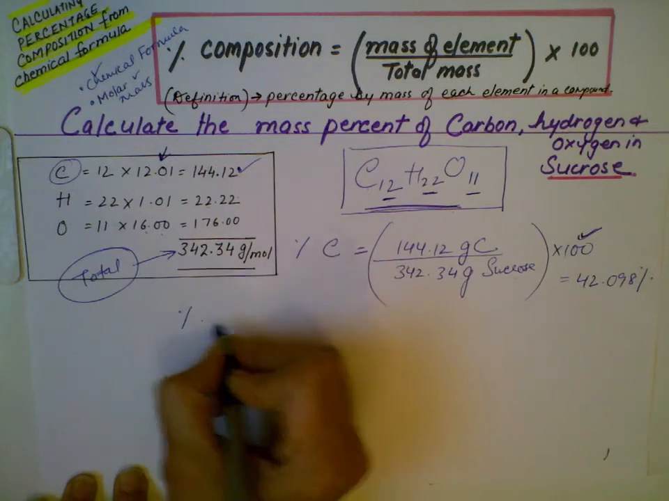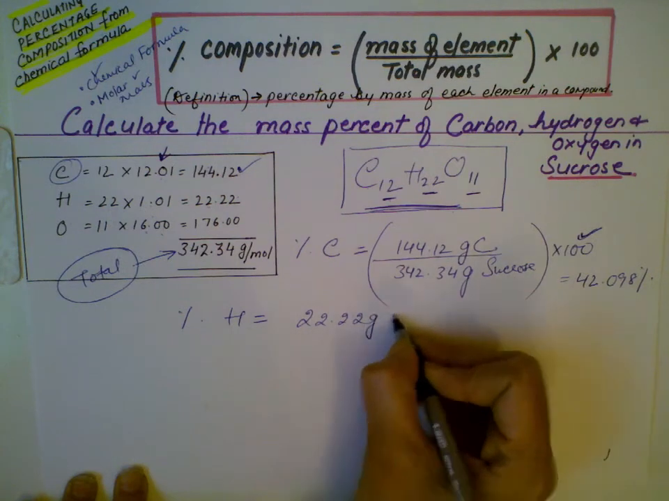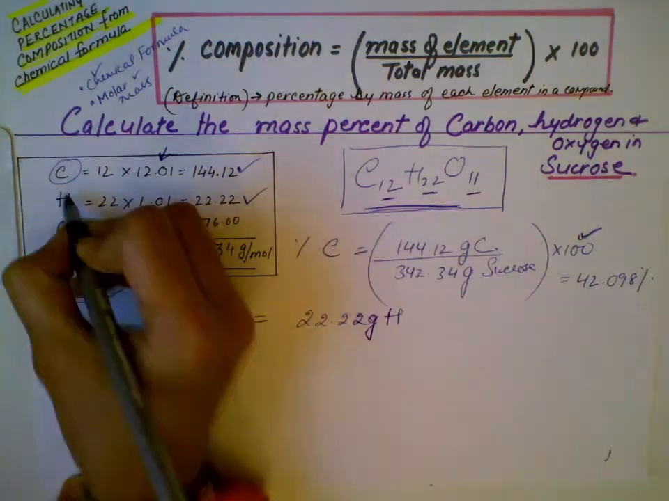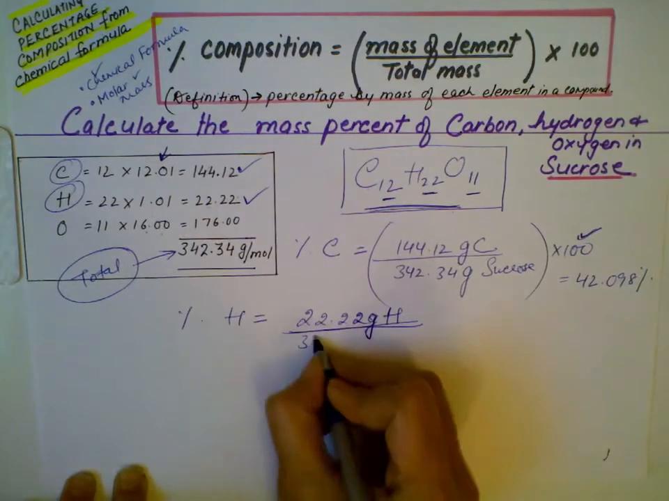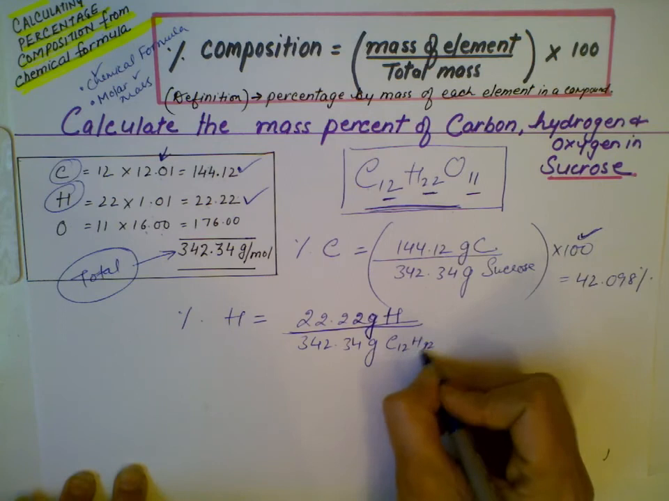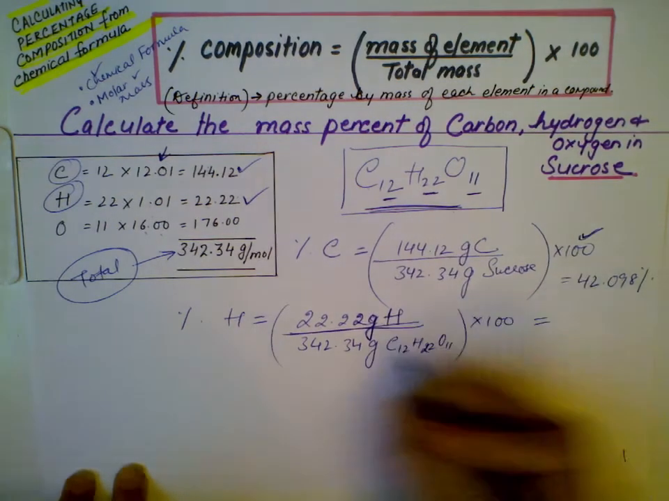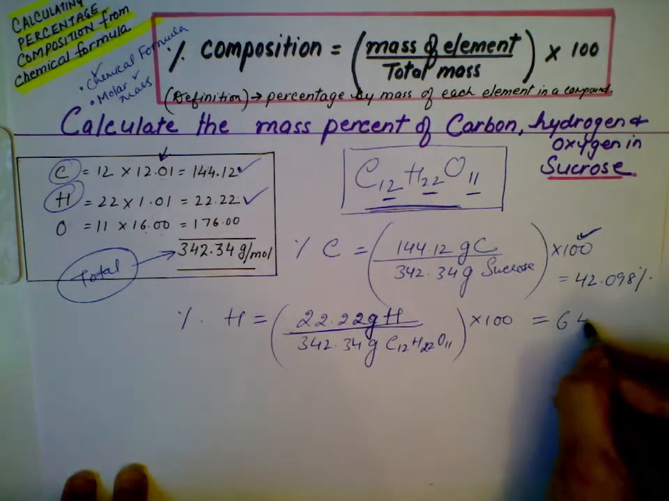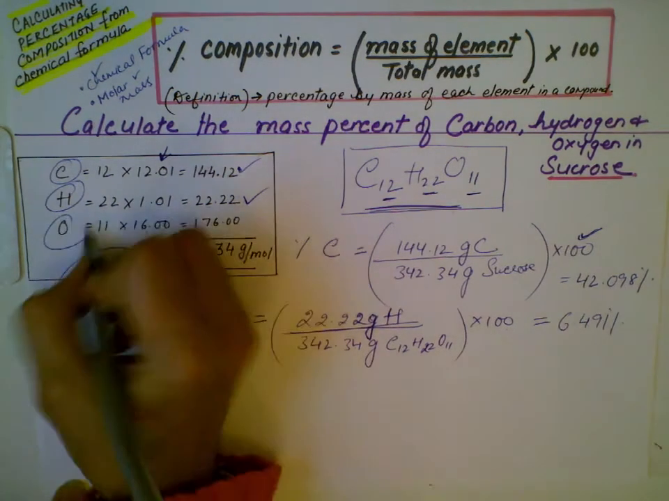Okay. Let's find out for the hydrogen, what percent of hydrogen? 22.22 grams of hydrogen. And where am I getting these numbers from? I'm getting this from here for hydrogen, 22.22 grams. Total, 342.34 grams of sucrose. And then you do times 100. This number divided by this number times 100 is going to give you 6.491%.